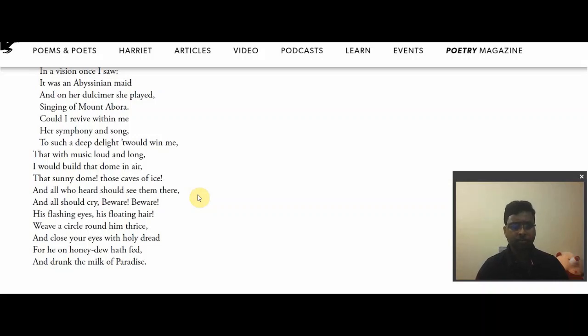For he on honeydew hath fed. So the readers would invite other readers, or those who are witnessing the poet, someone would ask others, weave a circle around him thrice. Why? As a kind of cautious warning. Weave a protective circle around him thrice. This creates a magical environment of legends, of myths, and also of medieval romances. We know that a mighty magician is as powerful as God, as it was believed in the medieval ages, as Christopher Marlowe also wrote in Doctor Faustus. A mighty magician is like a god, so we should be aware of him, we should be careful of him.